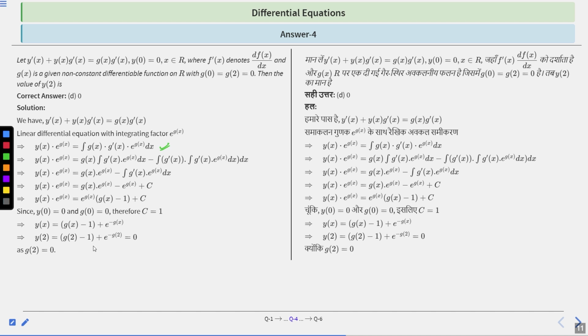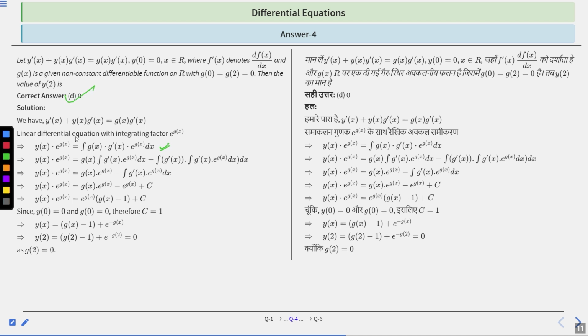Now, since y(0) is equal to 0 and g(0) is equal to 0, by putting x equal to 0 you will get c equal to 1, right? Therefore, we have the equation y(x) is equal to g(x) minus 1 plus e to the power minus g(x). Clear? Therefore, y(2) is equal to g(2) minus 1 plus e to the power minus g(2), which is equal to 0, as g(2) is 0. Clear? Therefore, the value of y(2) is 0.